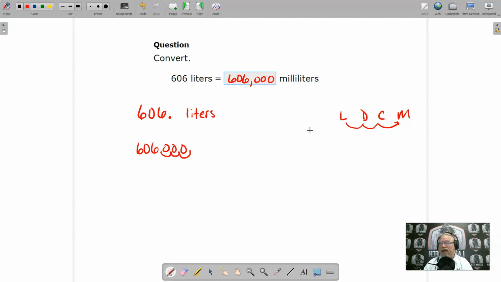That means the number is going to get greater, because if we're going to the right and we're going to a smaller measurement, we need more of those to be equal to that amount that we started with, if that makes sense. But the key thing is we're going from liters down to milliliters. We're moving to the right, so the decimal is going to move to the right.